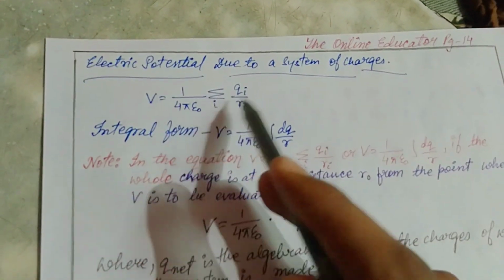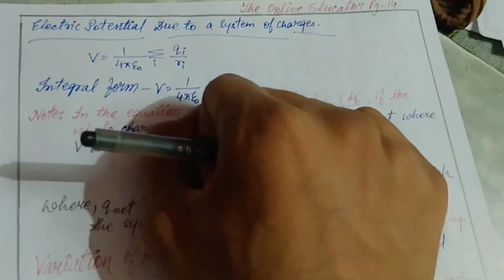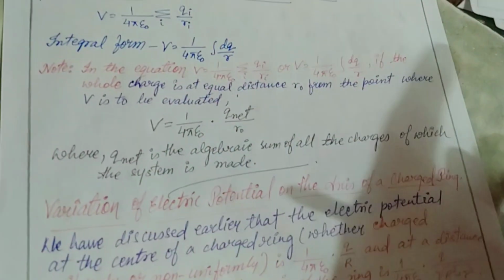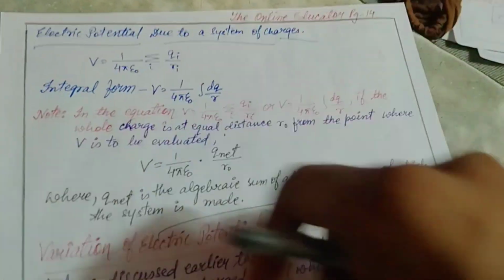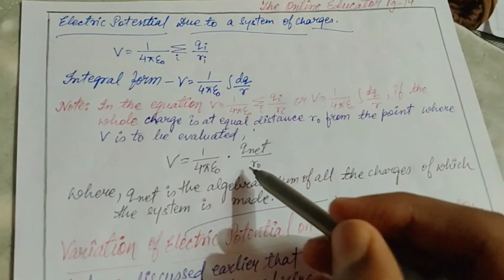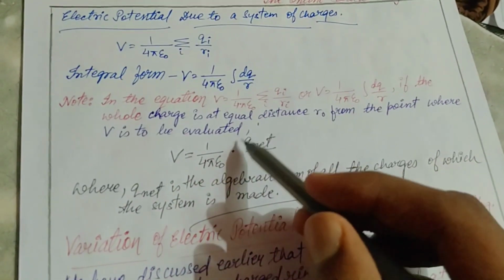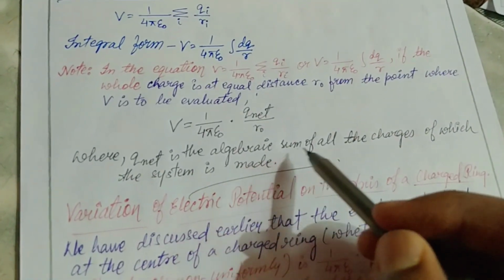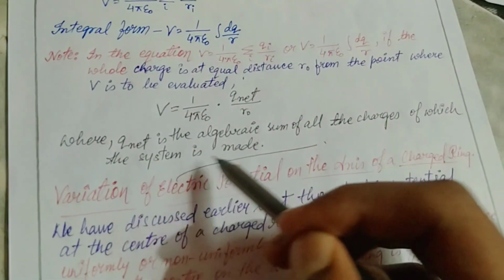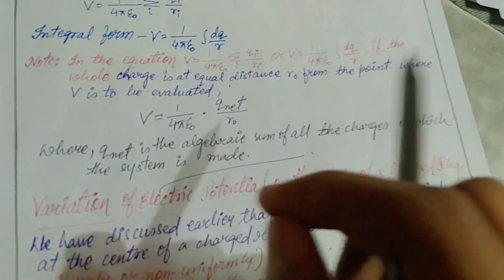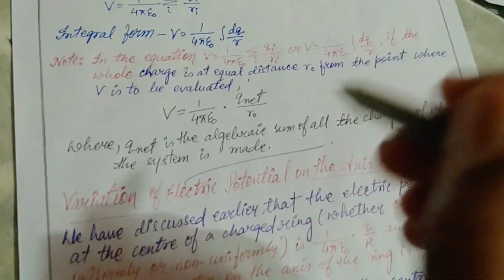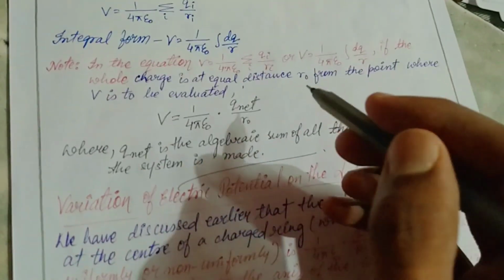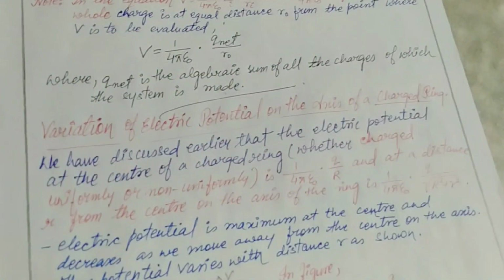Now we come to electric potential due to a system of charges. This is the net V, like we saw in U. For the system of charges, it is the net. So V is equal to 1 by 4 pi epsilon naught times q net by r, where q net is the algebraic sum of all the charges of which the system is made. All the charges present in the system make the q net, and it is the algebraic sum.